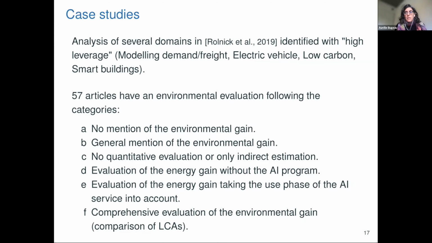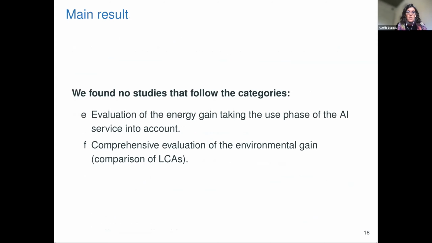So we did this analysis, and well, we found no studies that do an evaluation that takes into account more than the use phase of AI, even only for energy, actually. And obviously no paper doing a comparison of complete LCAs. So when we did this evaluation, at least, we found no paper doing a complete analysis of the environmental impacts of the solution they propose.